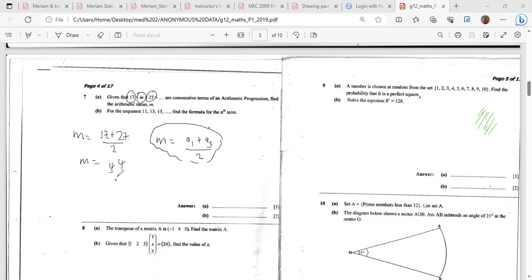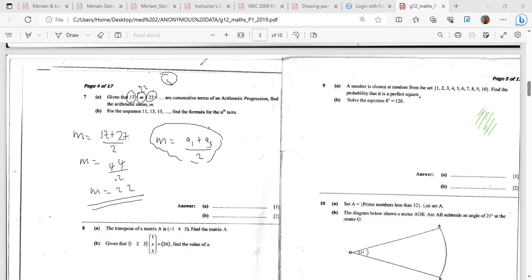Yeah, 44 divided by 2. So our m will be 22. Okay. So we take 22 up. So we have 22 minus 17, which is what? It's 5. So 17 plus 5 is 22. 22 plus 5 is 27. So the numbers are just adding 5.